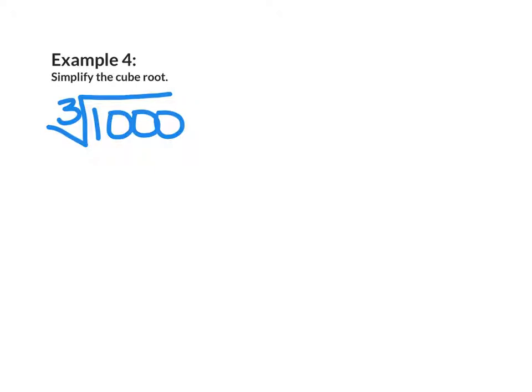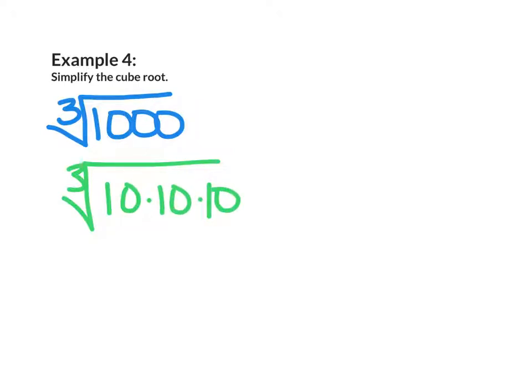Example 4. Simplify the cube root. The cube root of 1,000. I can break up 1,000 to the cube root of 10 times 10 times 10. So now I have triplets. 2 die, 1 escapes. So the cube root of 1,000 is 10.